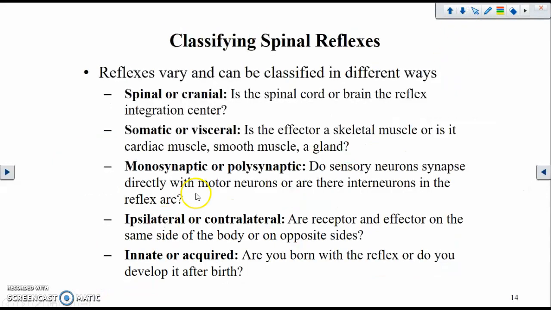If there were no interneurons here, so if there was only one connection between 2 neurons, that's called monosynaptic. Okay, then the fourth one is ipsilateral or contralateral. So if I touch something with my left hand and react with the same hand, that's called ipsilateral. Ipsilateral meaning same side. If I touch something with my left hand and my right hand flinches, that's called contralateral. Okay, and actually this is a very, very important thing as well. And then, is this innate or acquired? So some reflexes are learned, that's called acquired, and some reflexes you're born with.